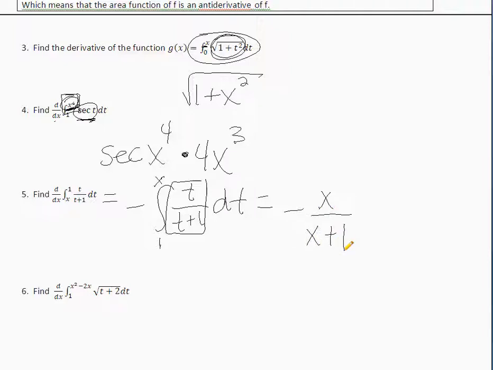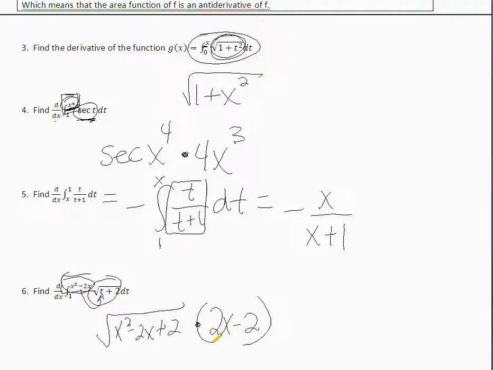Okay, and then the last one, the derivative of the integral is just equal to the function, which is the square root of t plus 2. Instead of t, I have x squared minus 2x plus 2. So I plug this in here, and then I multiply by the derivative of the upper limit, which would be 2x minus 2. That's how I do the derivative of an integral.